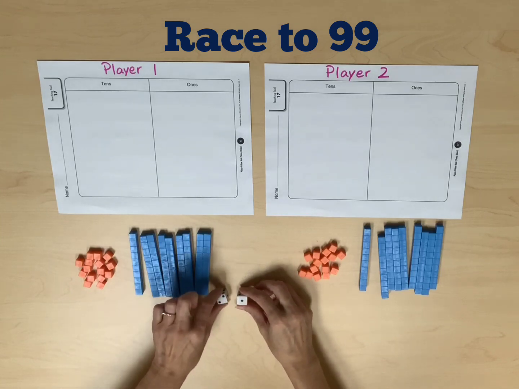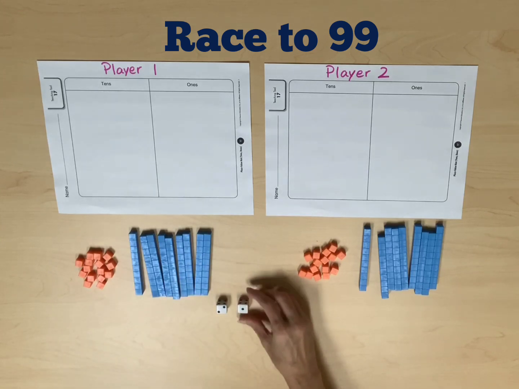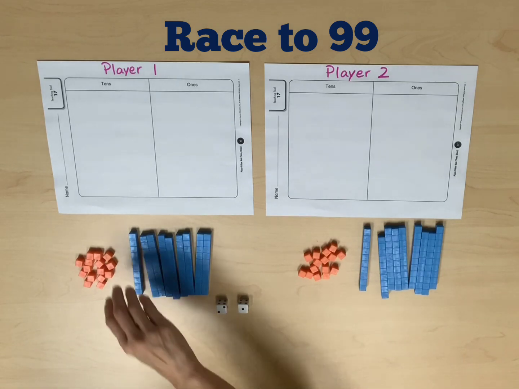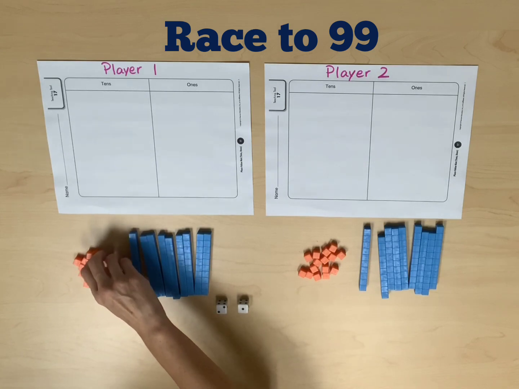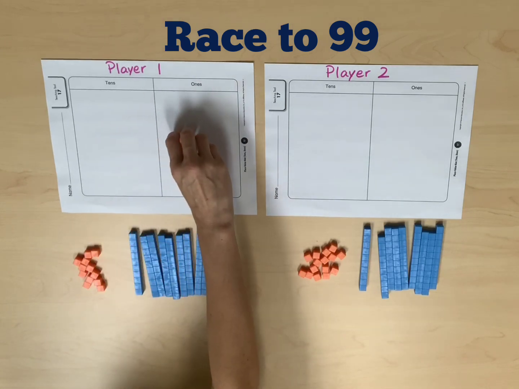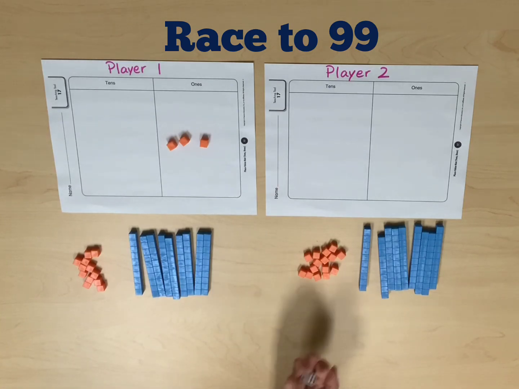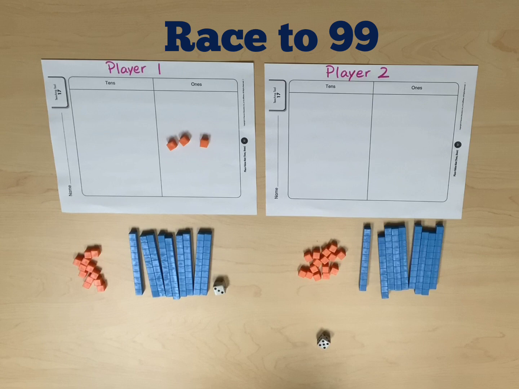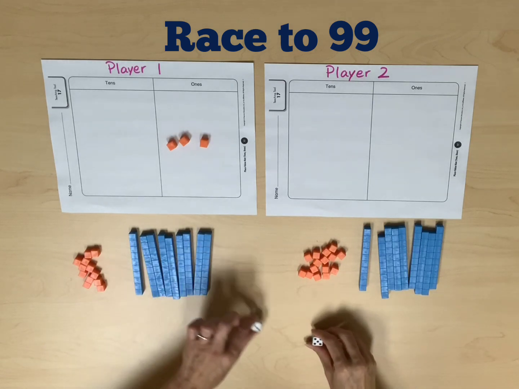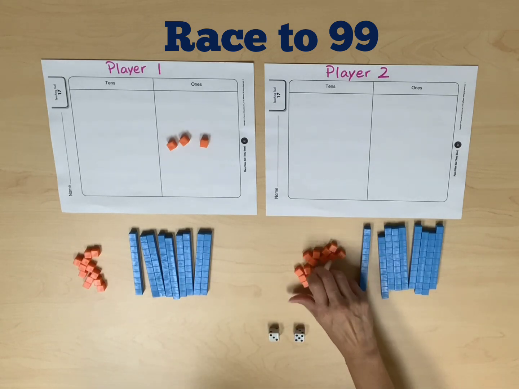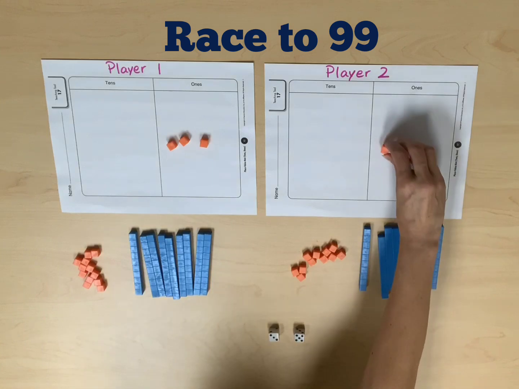I see 2 and 1. What I'm going to do is add my two numbers to find my sum. 2 plus 1 equals 3. That's the total number of units I'm going to place in my 1s column of my place value chart. Now it's player 2's turn. Player 2 rolled a 3 and a 5. 3 plus 5 equals 8. That's how many units I will place in my 1s column.